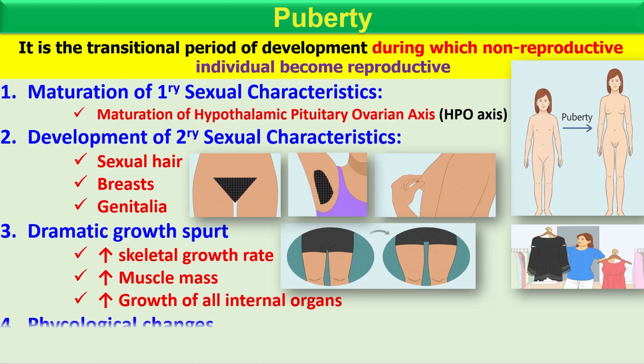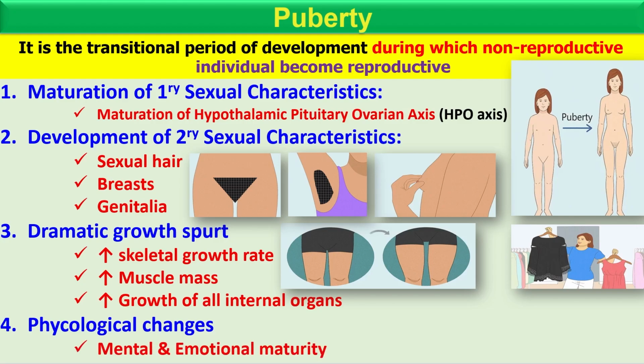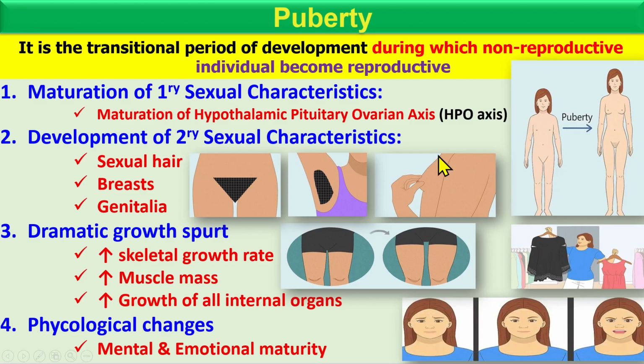And number four is the psychological changes. Psychological changes mean the individual is becoming emotionally and mentally mature. So these are four changes: the maturation of primary sexual characteristics, HPO axis maturation; secondary, meaning sexual hair, breast, genitalia; and the growth spurt, with increase in skeletal growth, muscle mass, and growth of all internal organs.